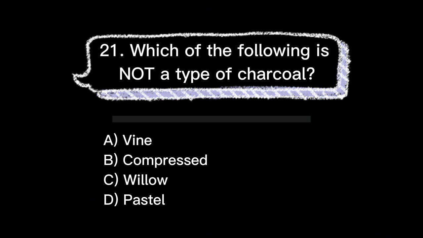Twenty-one. Which of the following is not a type of charcoal? A. Vine. B. Compressed. C. Willow. D. Pastel. In 10 seconds, which do you think is the correct answer?